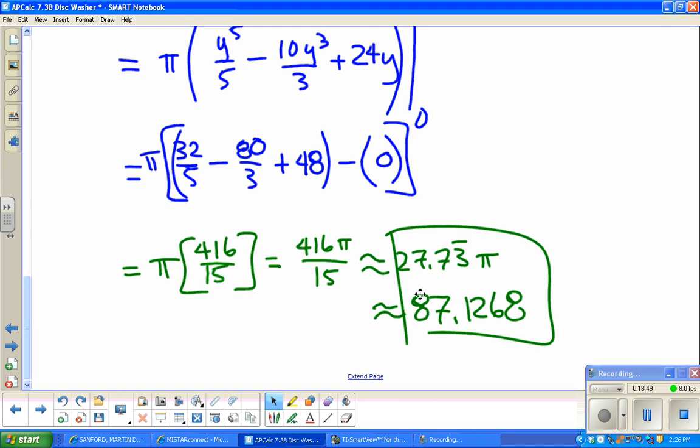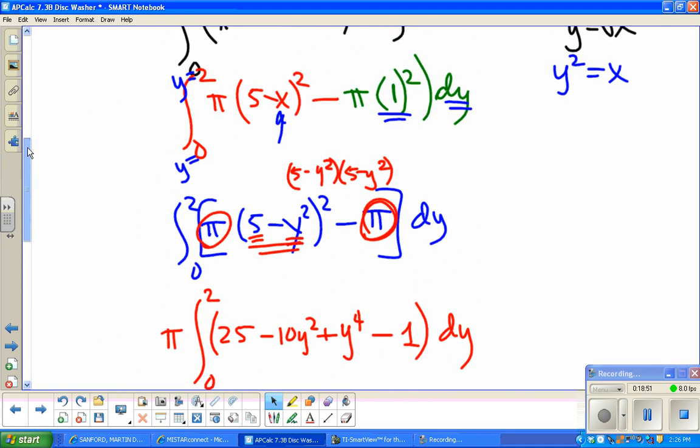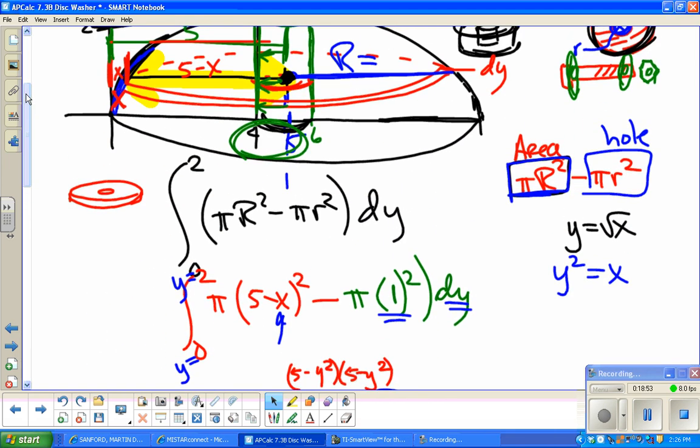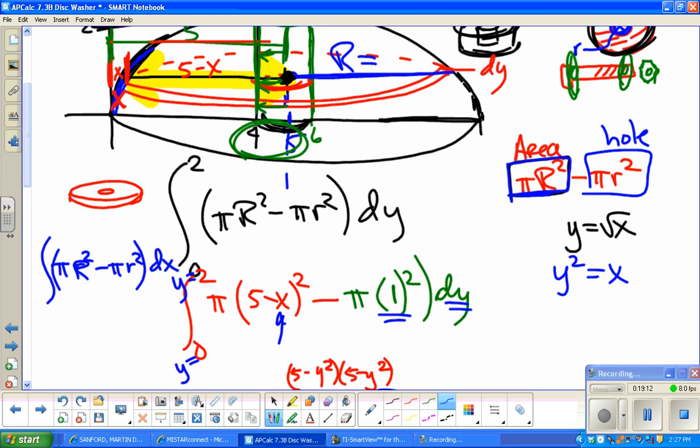Okay, quick little note. What I'd like to do is summarize what just happened there. When you have a washer set up, when you have a circle cut out of a circle, a hole in the middle, what we did was pi big R squared minus pi little r squared, and we either did dx or dy depending on what happened.